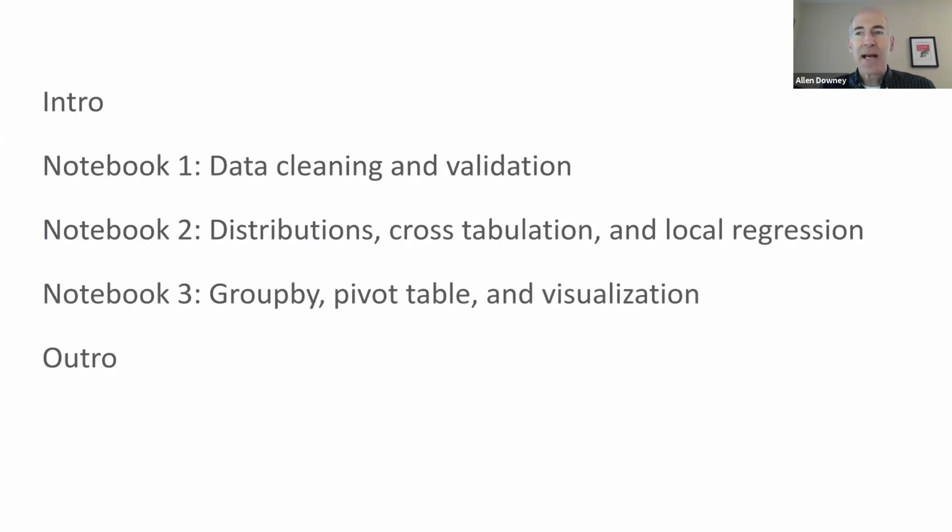So here's the outline. I'm going to introduce the material a little bit, and then Notebook 1 is mostly about data cleaning and validation, which I promise is more interesting than it sounds. Notebook 2 is about distributions, cross-tabulation, and local regression. And then Notebook 3 is group by, pivot tables, and visualization.